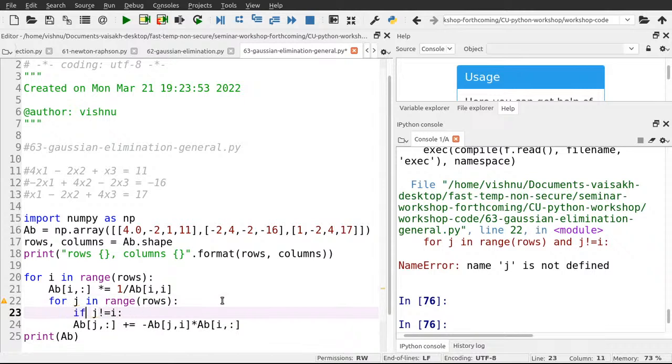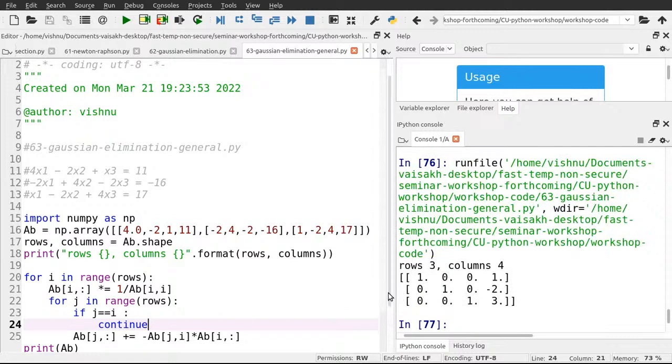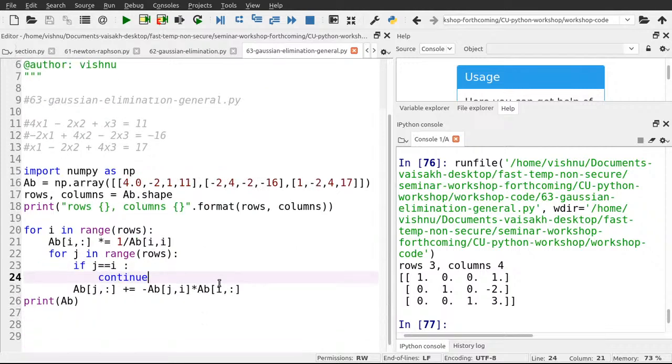If j equal to i, so what's happening here? 1 0 0 1 minus 2 3. Perfect. So that's it.